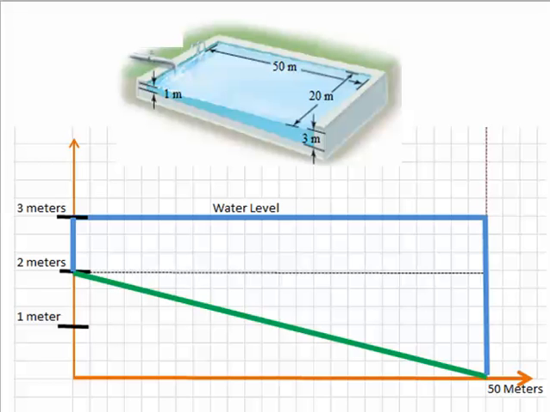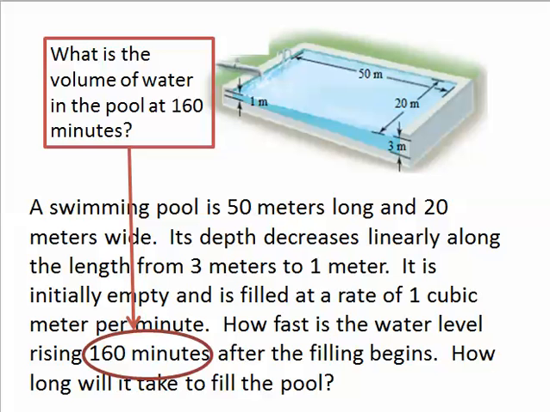And so the first question I would want to know is, what part of this geometry are we looking at when we talk about 160 minutes? Are we up in the rectangular region or down in the triangular region? So the question is, what is the volume of water in the pool at 160 minutes? If I know how much water is in the pool at 160 minutes, then I can know whether I'm in the triangle or the rectangle. And the geometry is going to be different depending on where I am.